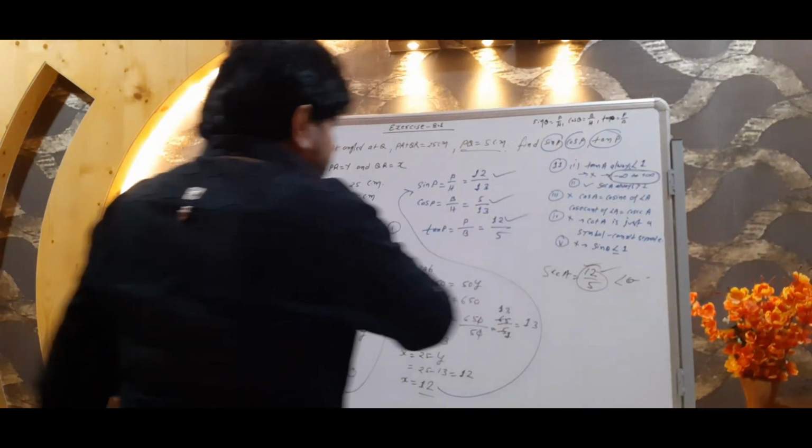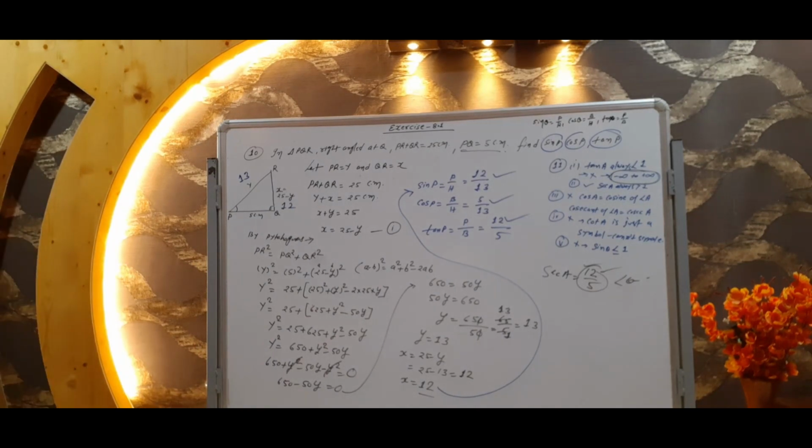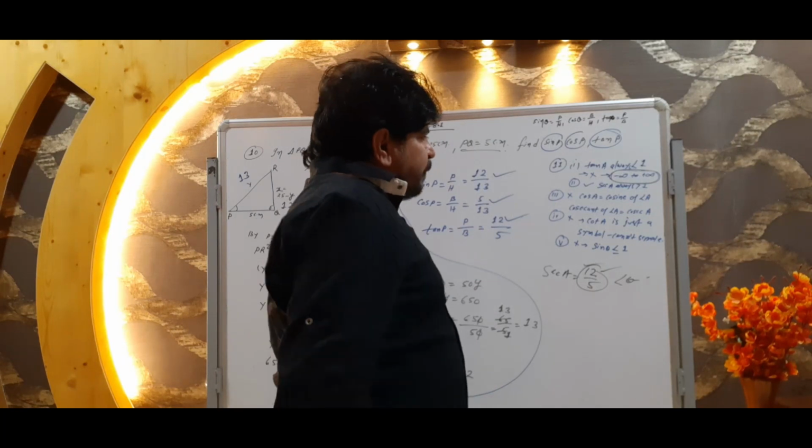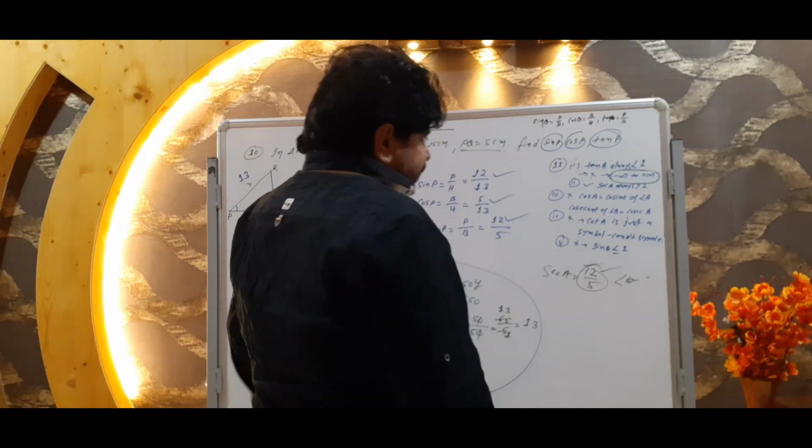Now come to the third. In the third, what is he asking? He is asking: cos A is the abbreviation used for the cosecant of angle A. Look there, it is false. It is false. The reason is very simple. What is the reason behind it?